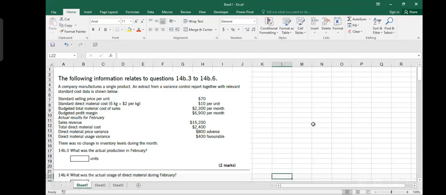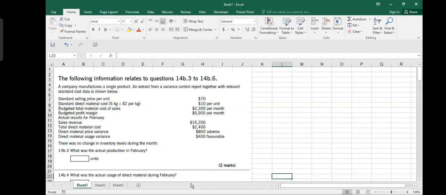This is sales variances, the same topic, 14B3 to 14B6. 3, 4, 5, 6. Four questions are there. A company manufactures a single product, and extract from a variance control report together with relevant standard cost data as shown below.